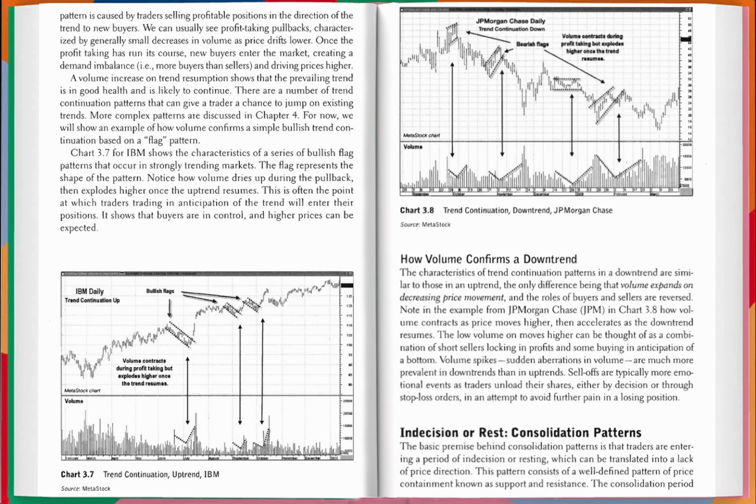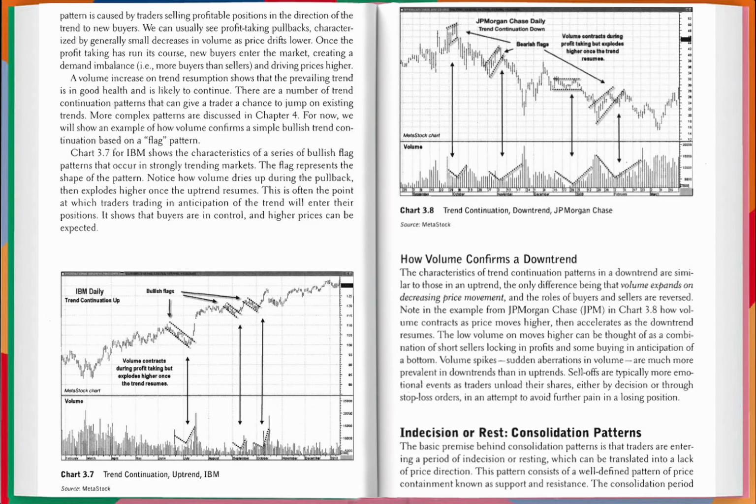The low volume on moves higher can be thought of as a combination of short sellers locking in profits and some buying in anticipation of a bottom. Volume spikes, sudden aberrations in volume, are much more prevalent in downtrends than in uptrends. Sell-offs are typically more emotional events as traders unload their shares, either by decision or through stop-loss orders, in an attempt to avoid further pain in a losing position.